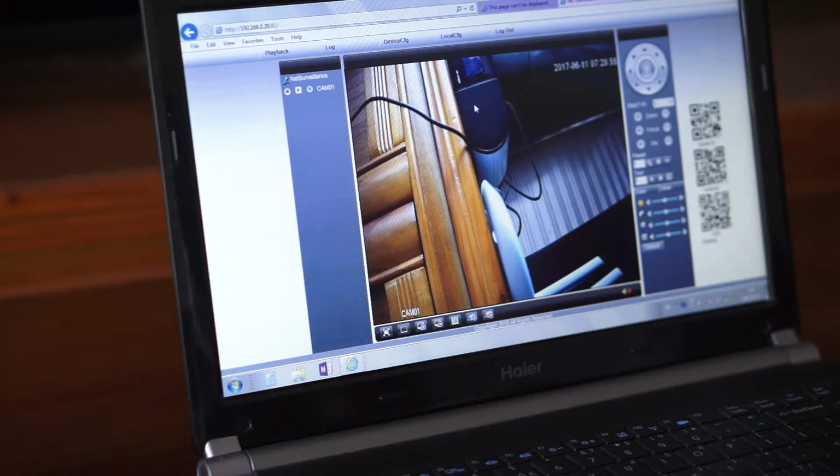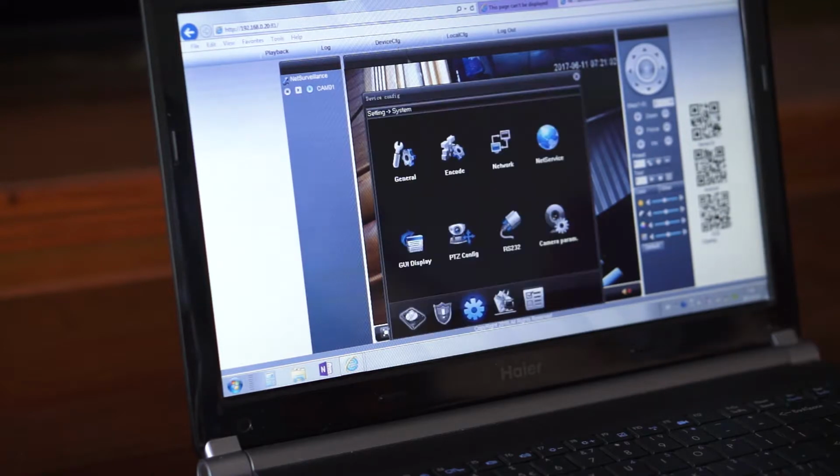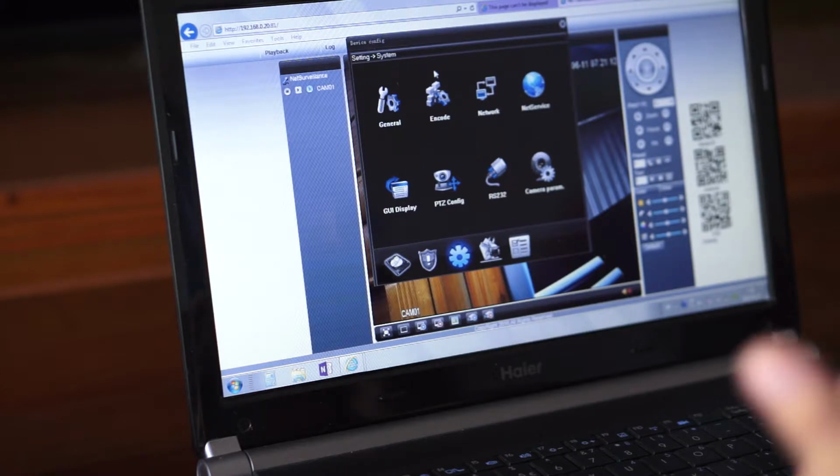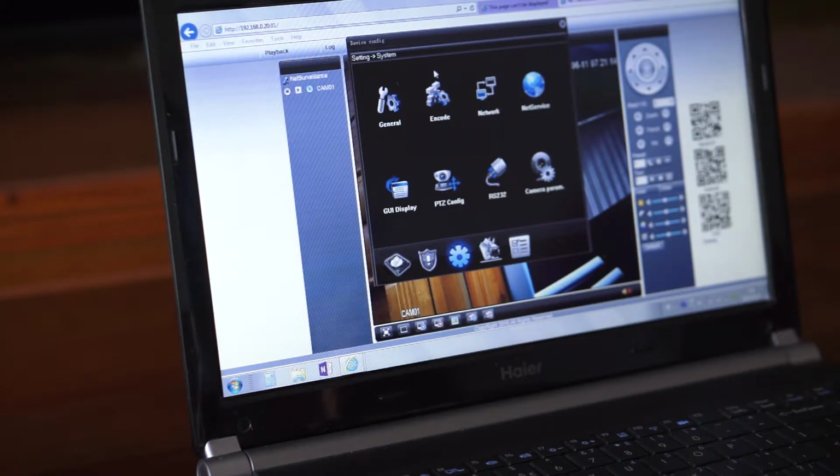Hey guys, I'm going to explain the difference between mainstream and the substream. Each IP camera, DVR and NVR typically adopt dual video stream technology. Dual video stream means the product is able to deliver two separate video streams with different resolution, frame rate, bitrate settings simultaneously.